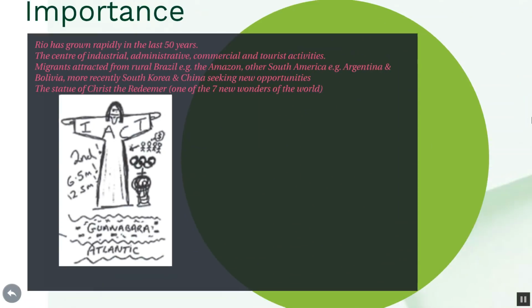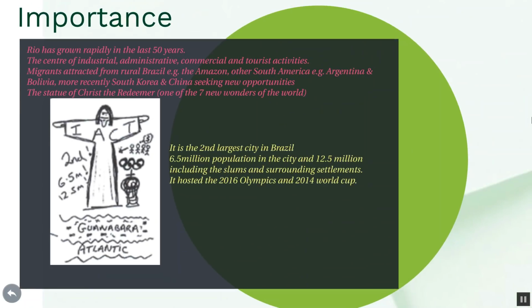In the central section of this picture, we've got some numbers on the left-hand side. Second, 6.5 million, 12.5 million. On the right-hand side, we've got some people moving to the city. We've got the 5 circles of the Olympics and the World Cup there. And these also help us remember why the city is important. Okay, so it's the second largest city in Brazil. You've got 6.5 million population. If you include the surrounding areas as well, this goes up to around 12.5 million. And that includes the slums and the surrounding settlements.